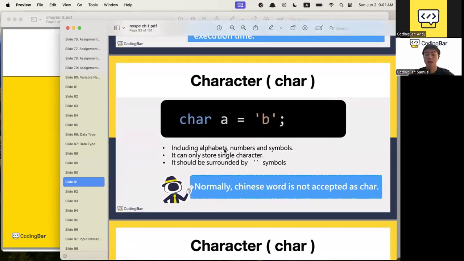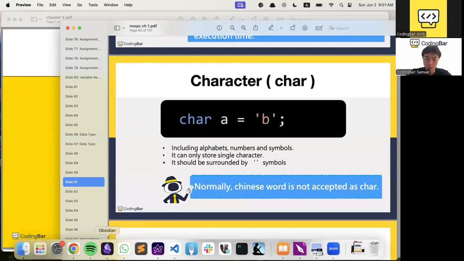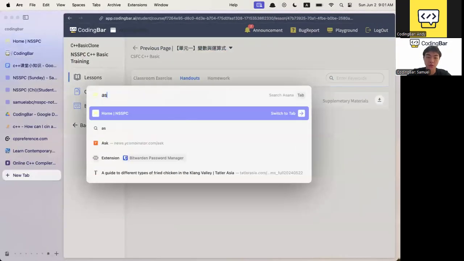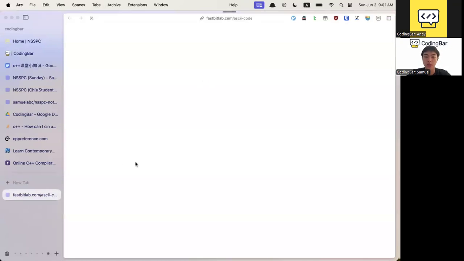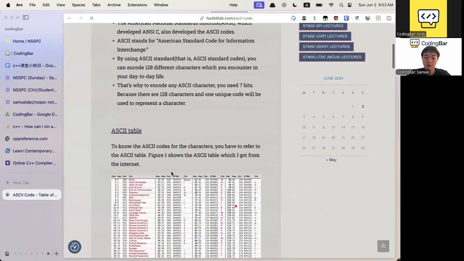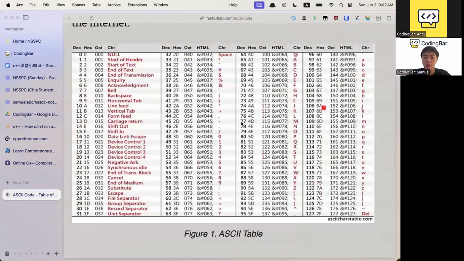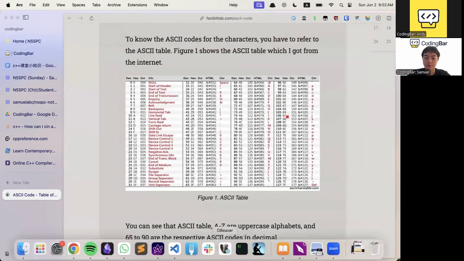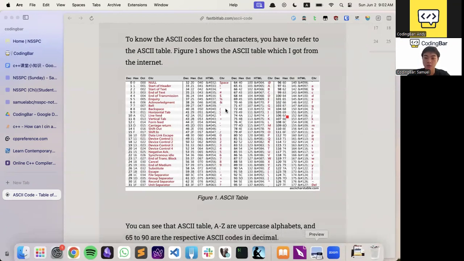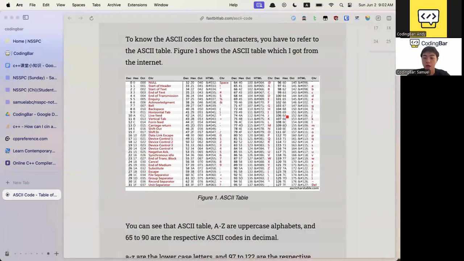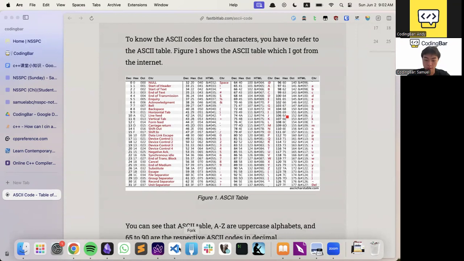Also, there is the character type. Character type is actually an ASCII character. Last week we searched online, right? So character type is actually from ASCII code. If you're interested, you can check which number or which character or which alphabet is supported in character type. So these are all the supported characters in the character type. Chinese characters or other kinds of characters which are not in this table are not supported in the character type.